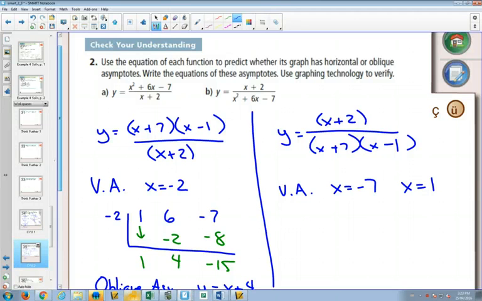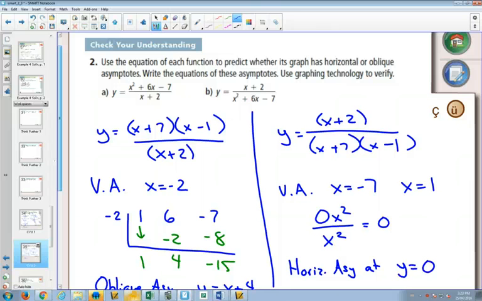If we look at the highest degrees, it's x squared. We have 1x squared on the bottom now and 0x squareds on the top. This is simplifiable. What's 0 over anything? It's equal to 0. That means we have a horizontal asymptote at y equals 0.